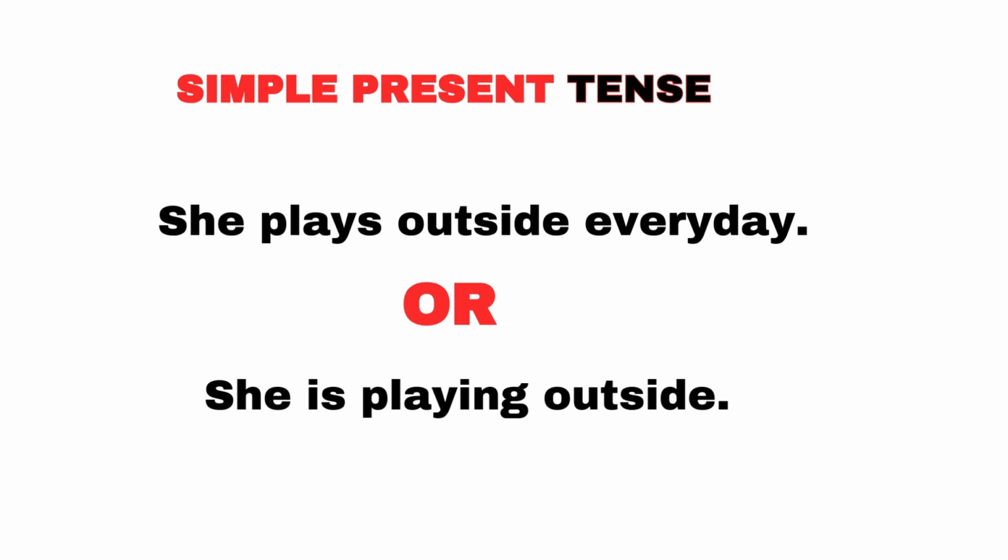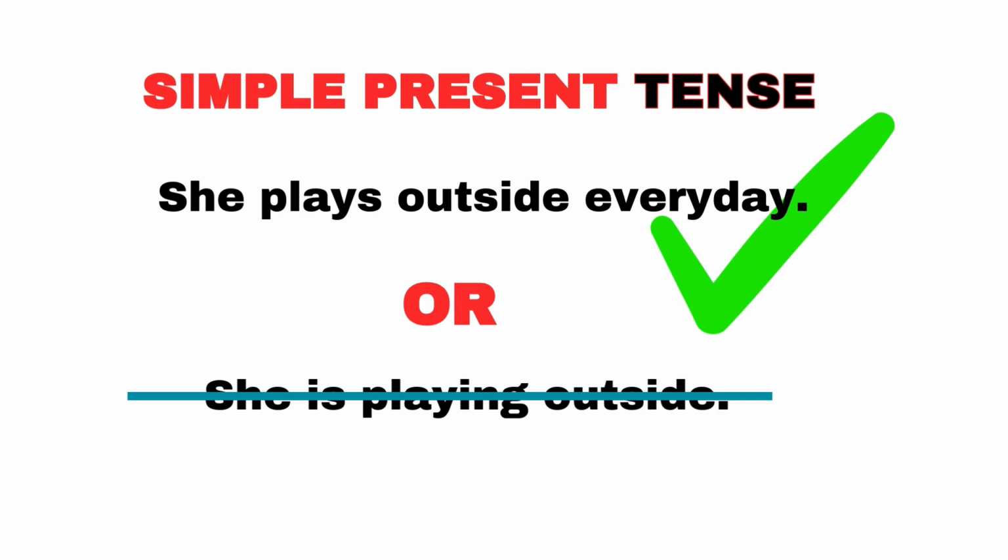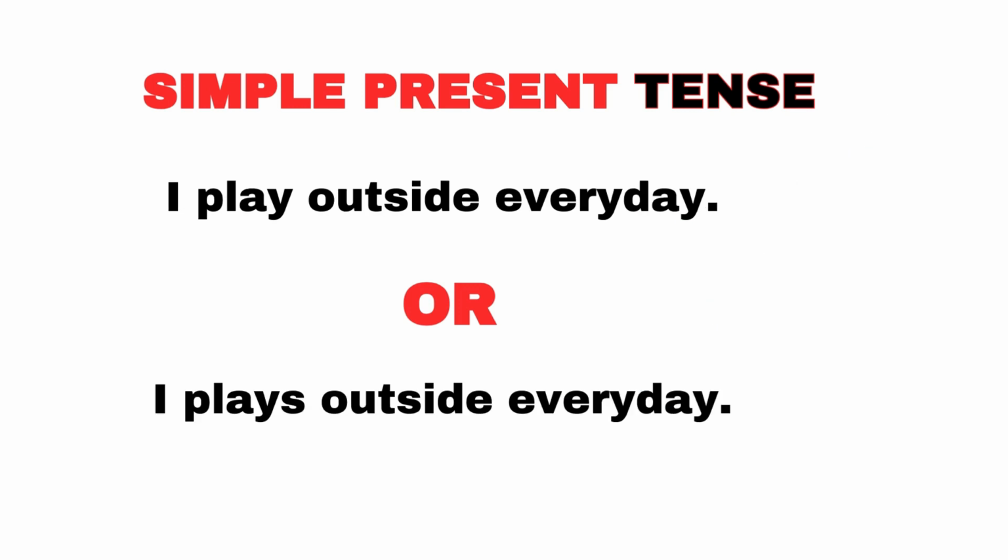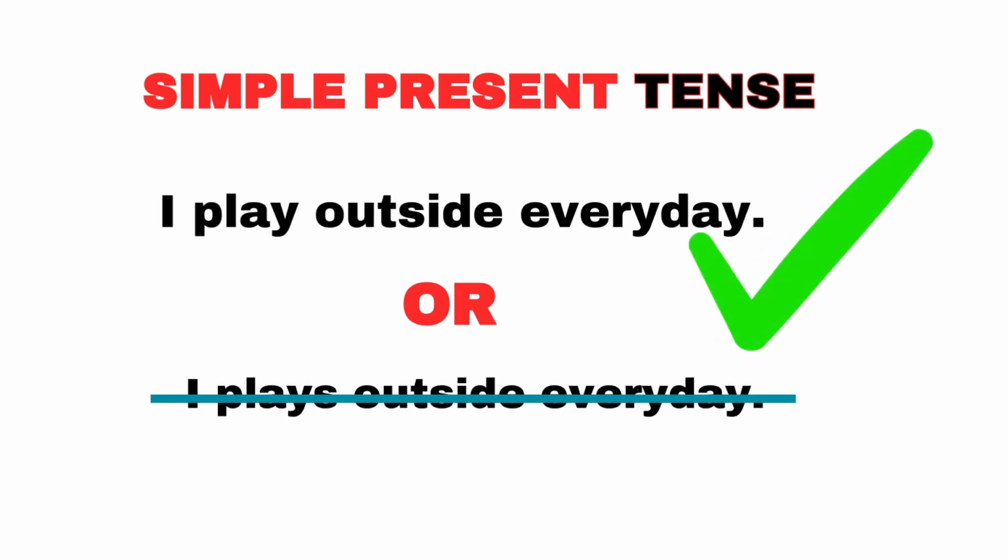So which one is the simple present tense? Which sentence? She plays outside every day, or she is playing outside? It's the first one. She plays outside every day. That takes us to the next example. I play outside every day, or I plays outside every day. It's the first one. I play outside every day.